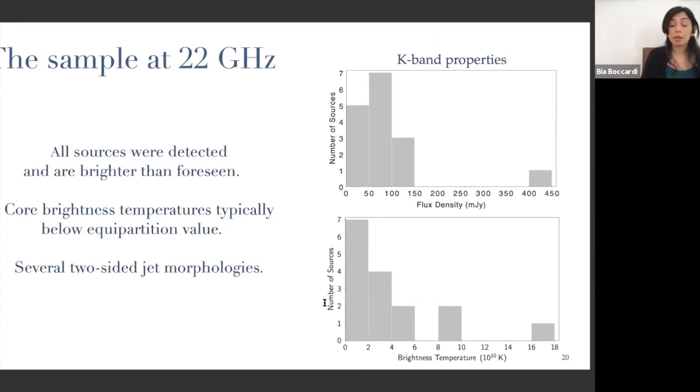And the positive aspect of these sources is that many of them show two-sided jet morphologies on subparsec scale. And this is very important in order to test the symmetry of the jet formation process in the two sides, in the approaching and in the receding side.